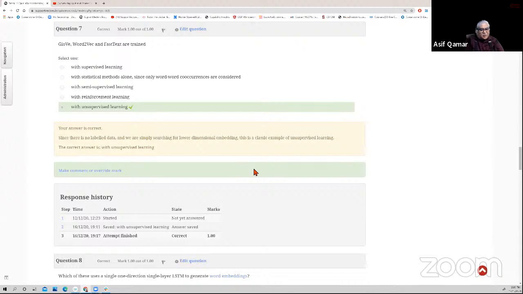But the point that I made long ago is that these methods on the face of it look very simple. If you have labels, it is supervised learning. If you don't have labels, it's unsupervised learning.